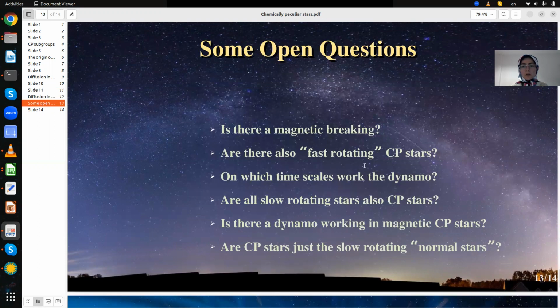And there are some open questions for CP stars. The first one is: is there magnetic braking? Are there also fast rotating CP stars? On which time scales does the dynamo work? Are all slow rotating stars also CP stars? Is there a dynamo working in magnetic CP stars? Are CP stars just slow rotating normal stars or not?